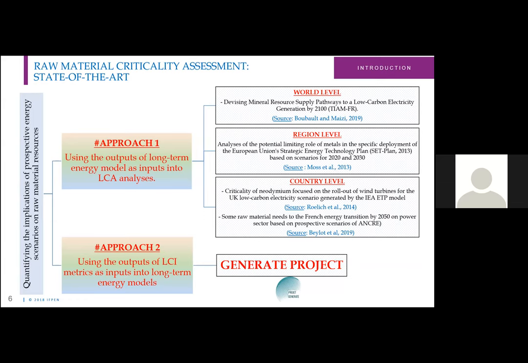A linkage between raw material supply chain and prospective energy models has to be considered by energy models and policymakers. Right now we found four approaches in the scientific literature. And using long-term energy models is currently dominating the scientific literature and can be subdivided into two main strands of approach, as you can see here.